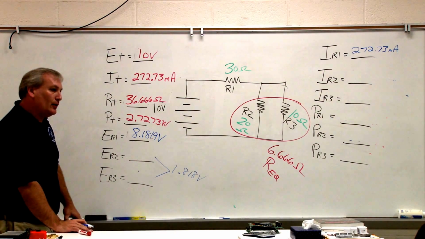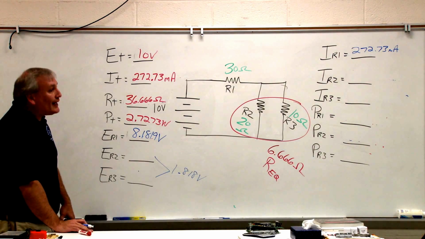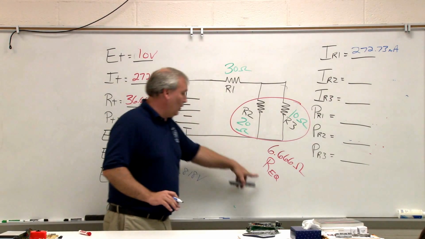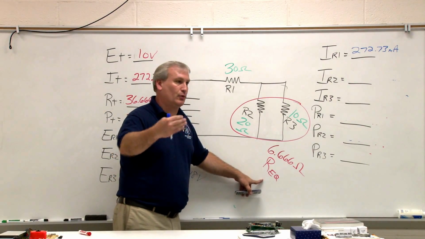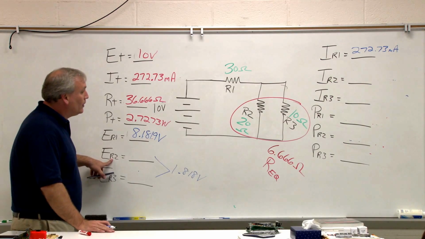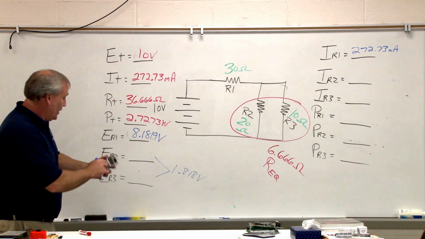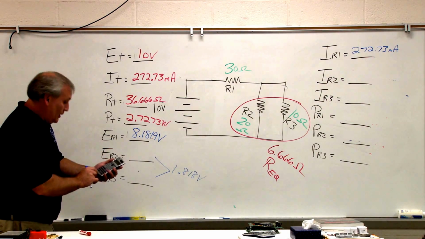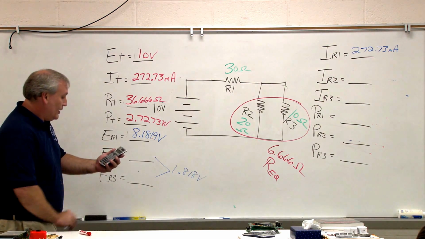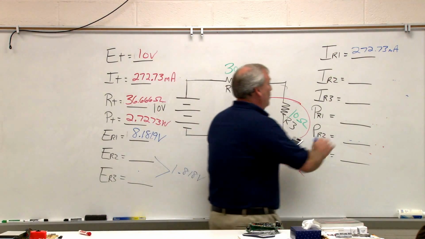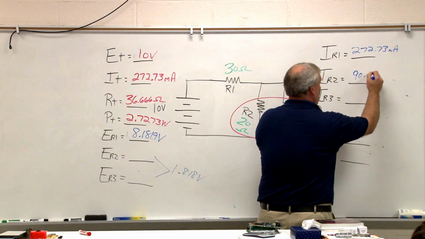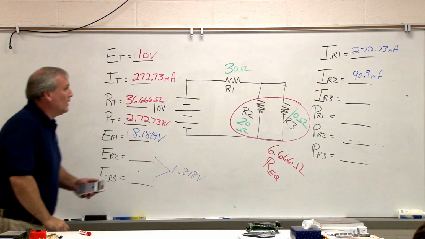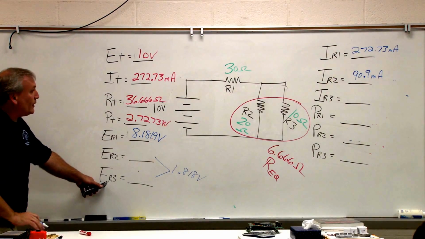Now, does that work for the current through R2? Okay, what I need to do is take ER2 and divide it by R2, not R equivalent, because now I'm doing currents through individual resistors. So we're going to take ER2 and divide it by 20 ohms. ER2 was 1.818 volts. Divide that by 20 ohms, and that's going to give me 90.9 milliamps. Same thing for ER3.